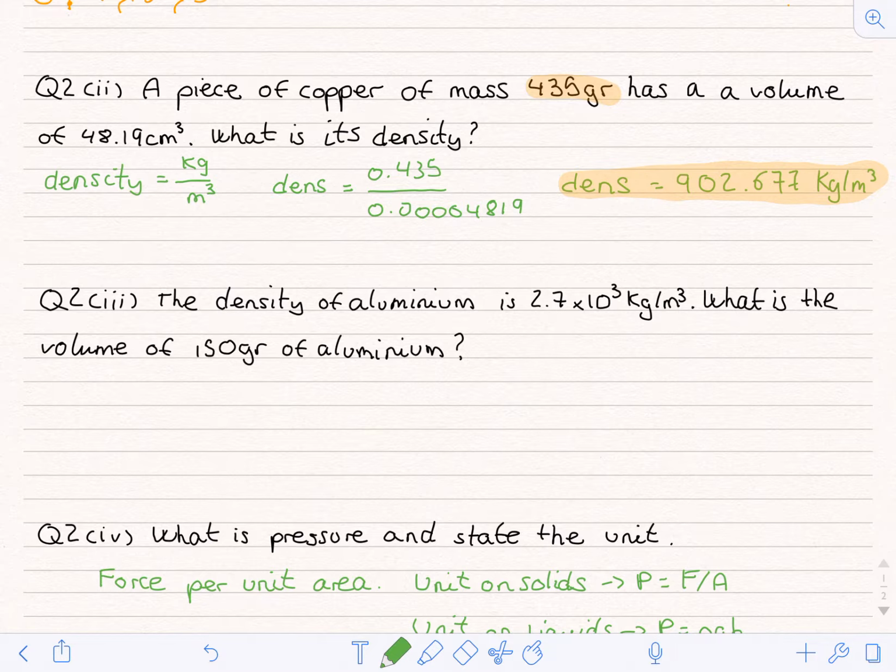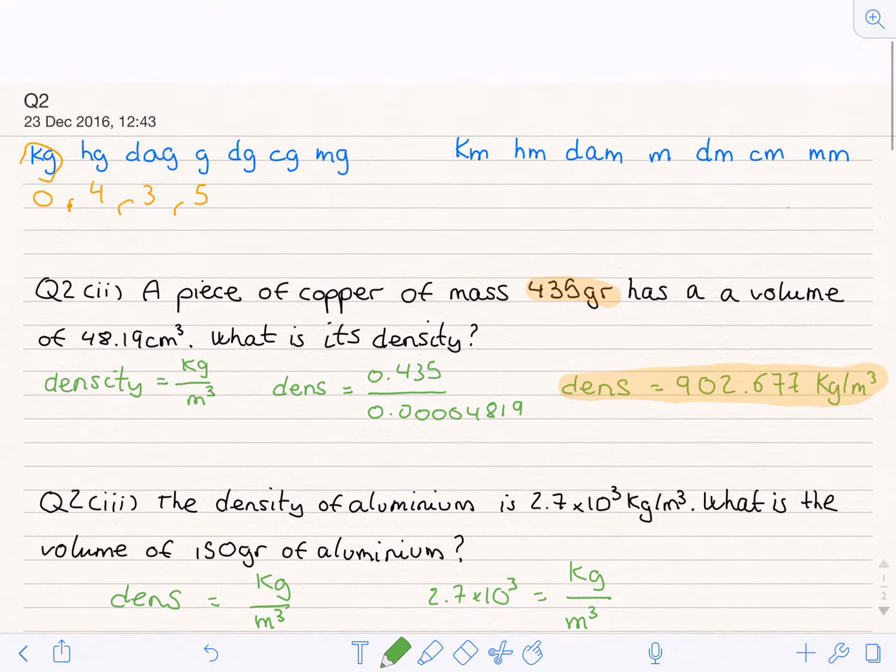So we write down the formula again. We write down density is equal to kilograms per meter cube. We're given that the density is 2.7 by 10 to the 3 kilograms divided by meter cube. So we have the same problem. Now we have 150 grams and we have to transform that into kilograms. So how do we do that?